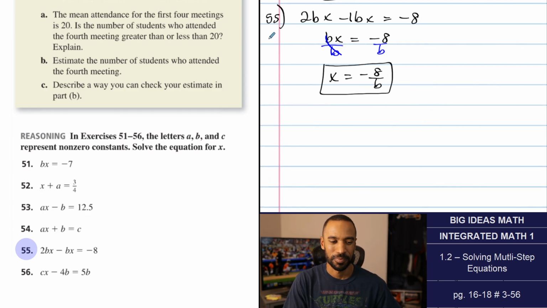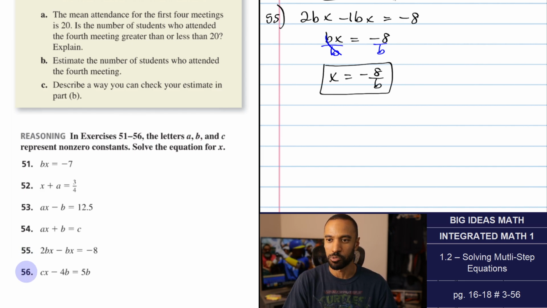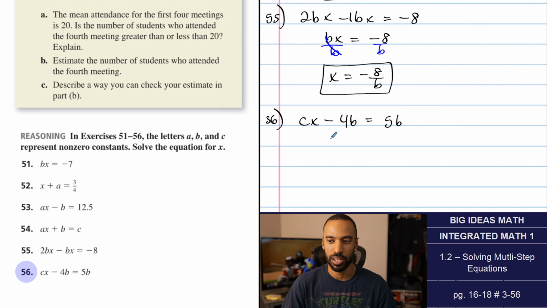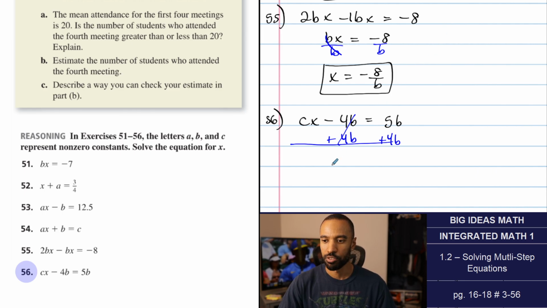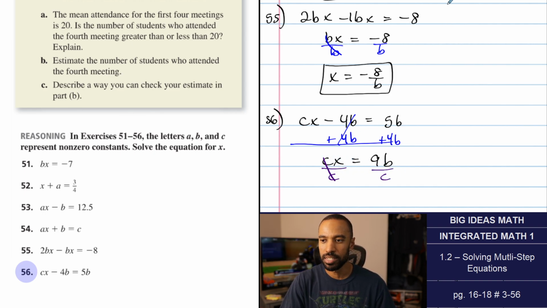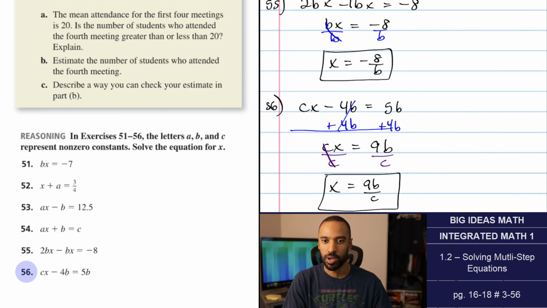Got it. All right, last question, number 56. We have c times x minus 4 times b equals 5 times b. This is where, even though the final answer might not be a single number, and even though some things won't be able to combine, it looks like something else will be able to work itself out, just like the last problem. If I add 4b to both sides, these can actually combine. 5b plus 4b is 9b. So c times x equals 9 times b, and if I divide both sides by c, then I'll get a final result. So something did clean up a little bit. It's not perfect. I get 9 times b over c, but it's better than a couple separate terms like we had before. And that's the last one.